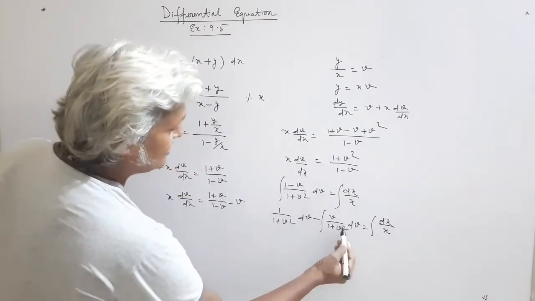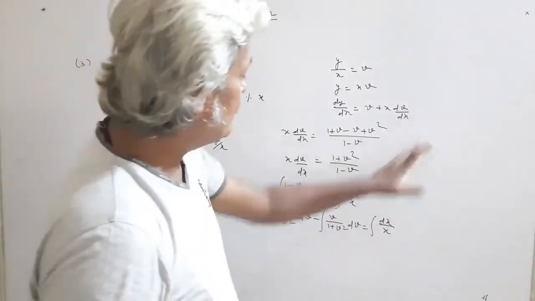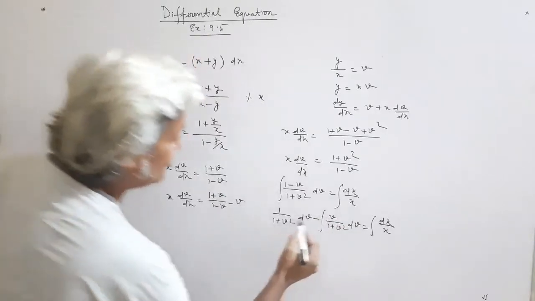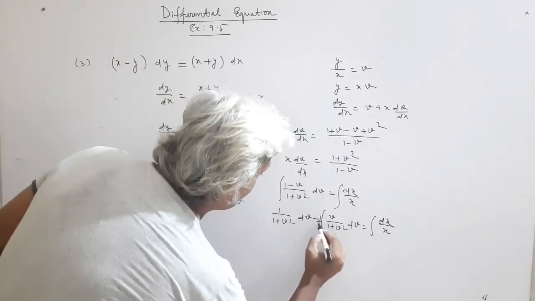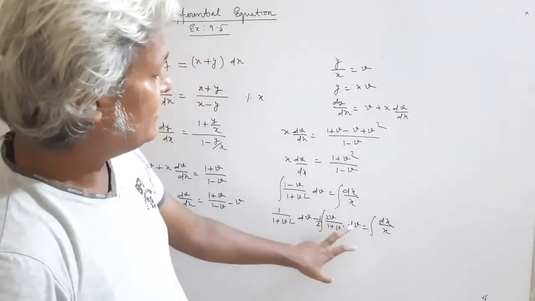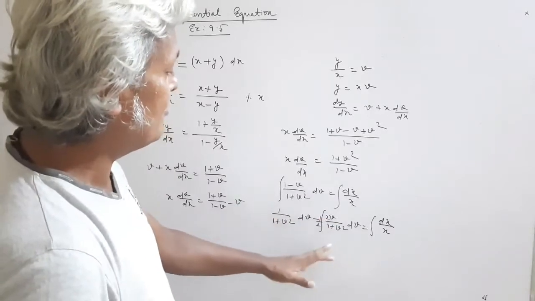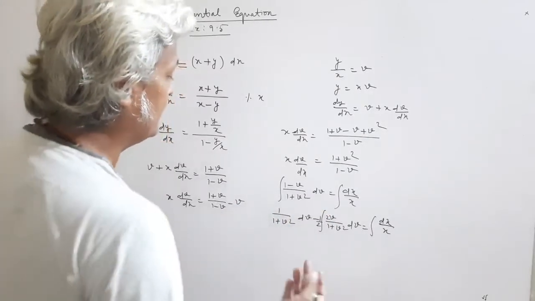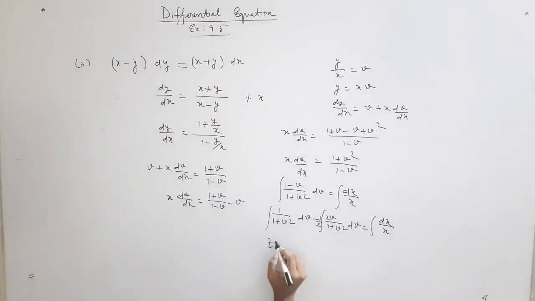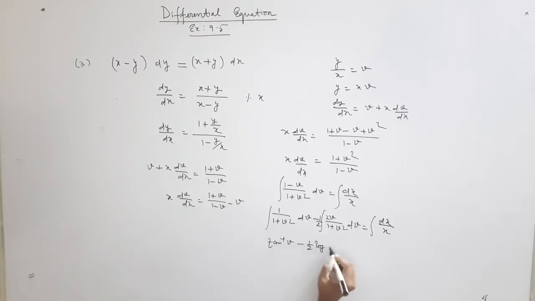Now if you write 1 plus v square as t, you find 2v dv as dt. So here 2v is missing, so I write 1 over 2 there, and then I write 2. It means if you take 1 plus v square as something, 2v dv will be its differential. It means this is going in the form of log of 1 plus something, and this one is tan inverse v. So here we have tan inverse v minus 1 by 2 log mod 1 plus v square is log mod x.